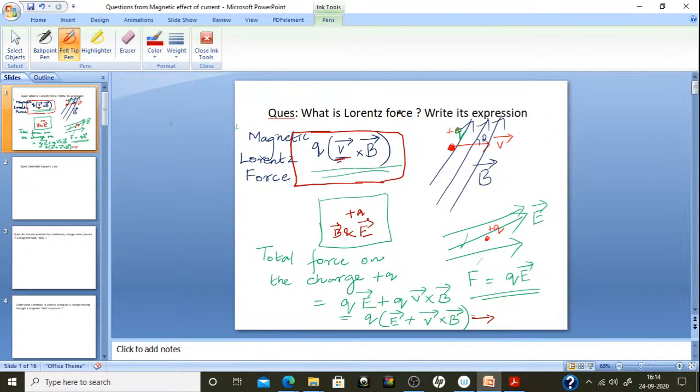See here the question is what is Lorentz force, write this expression. So, Lorentz force you can write as the force experienced by a charged particle when it is moving through a magnetic field and electric field simultaneously, right. So, that is the Lorentz force, and the expression is q(E plus v cross B). Is it clear now?